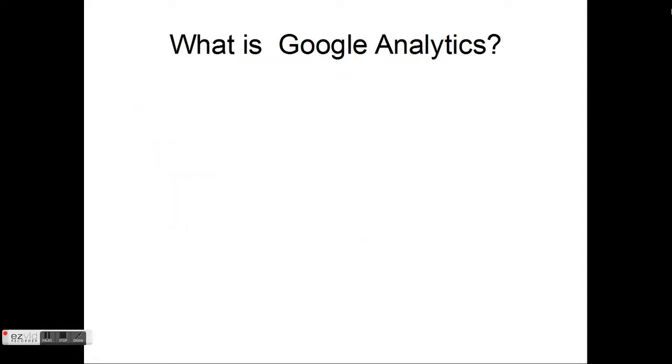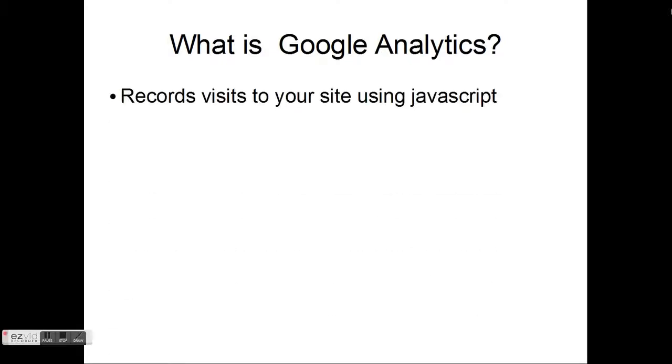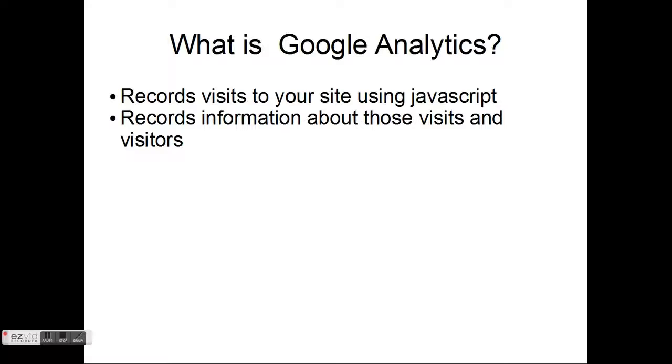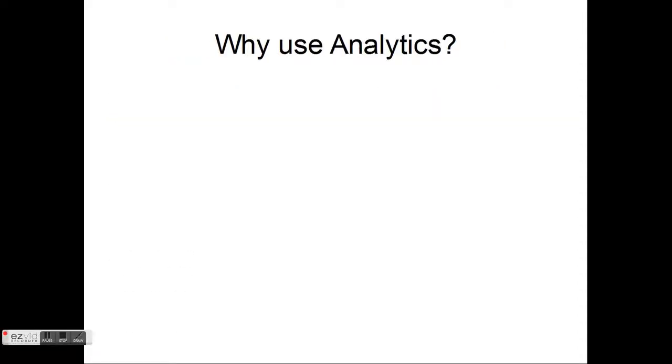So what is it? Well, Google Analytics tracks visits to your website using JavaScript. JavaScript is just some code. All you really need to know is that it triggers every time someone visits your site. It records information about those visits and visitors. So, for example, how long the visitor is on your website as well. Then it visualizes this information, which is important because most of us are visual. Finally, it is free.